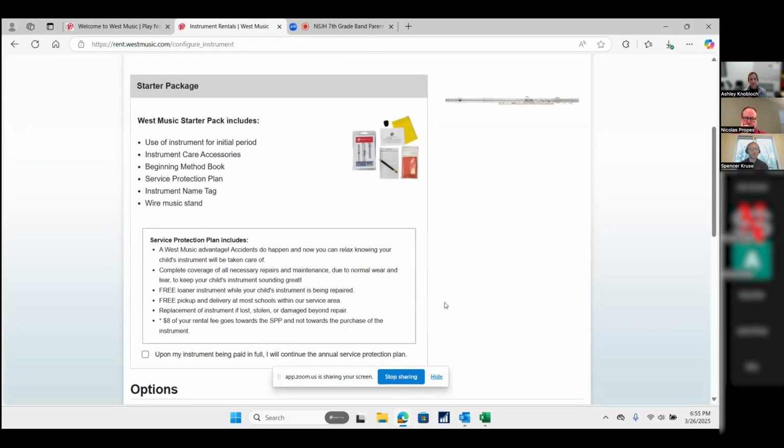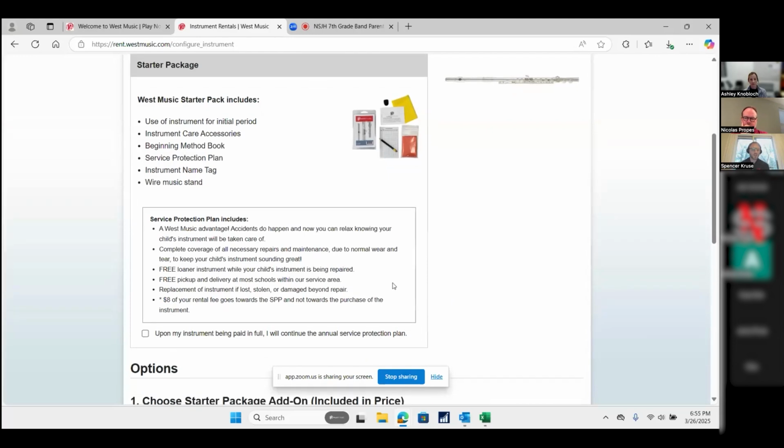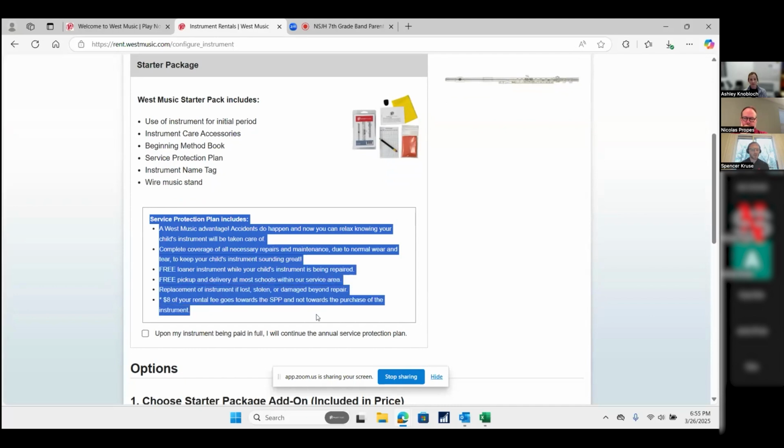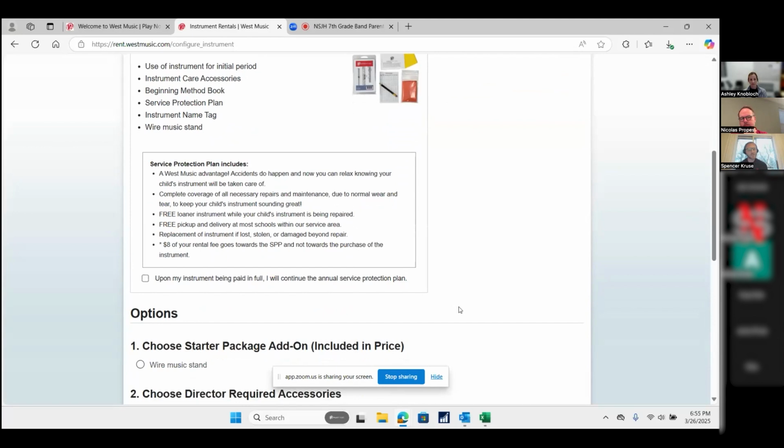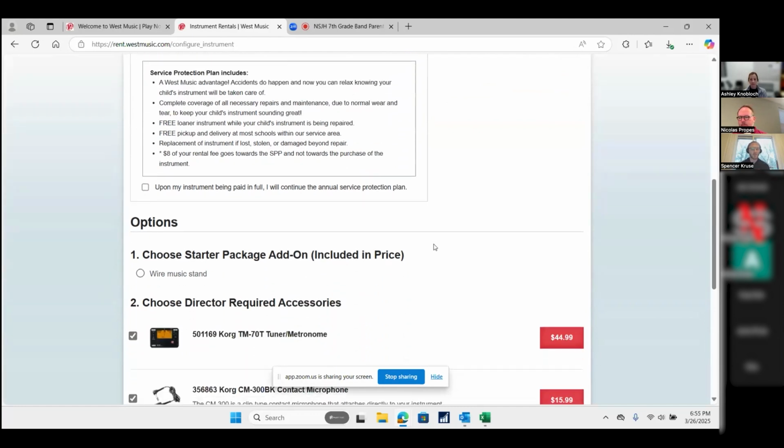Here it'll give you a bit of a lowdown on what comes with it. We cover any maintenance. That's what the service protection plan includes here as you're going through all of that. Basically, we cover anything that happens to the instrument while you're renting. Things happen. Stuff gets knocked off chairs, bumped into, dropped, whatever. We've seen it all. We cover it all. Just let your teacher know or bring it into their store, and we'll be happy to fix it and give you a different instrument to use in the meantime, if something were to happen while you were renting.